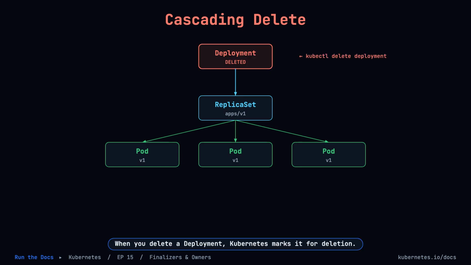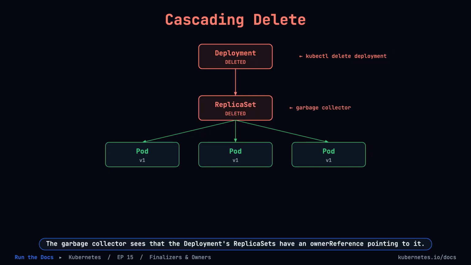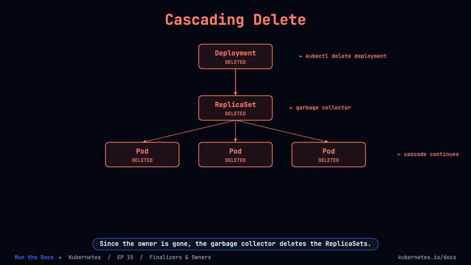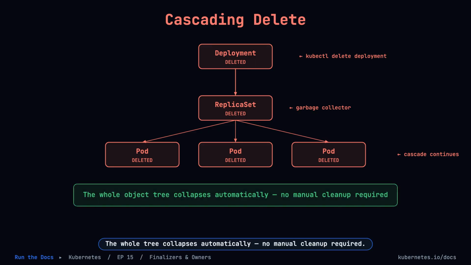When you delete a deployment, Kubernetes marks it for deletion. The garbage collector sees that the deployment's replica sets have an owner reference pointing to it. Since the owner is gone, the garbage collector deletes the replica sets, which in turn triggers deletion of the pods those replica sets owned. The whole tree collapses automatically, no manual cleanup required.